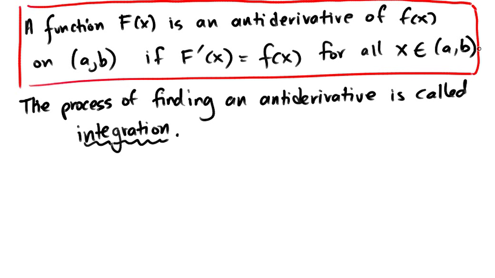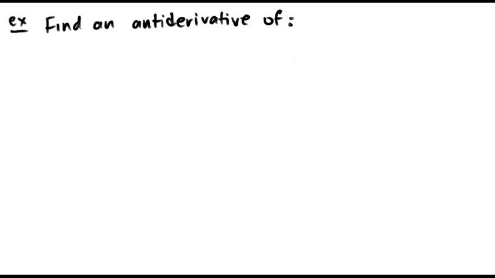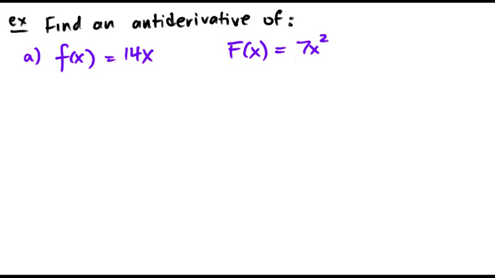So let's take a look at an example, or two. If you have an original function of f of x is equal to, say, 14x, then what is the antiderivative? You have to think in your head, what function would I have where if I took the derivative I'd end up with 14x? The answer is 7x squared is an option. If you take the derivative of 7x squared, you end up with 14x.